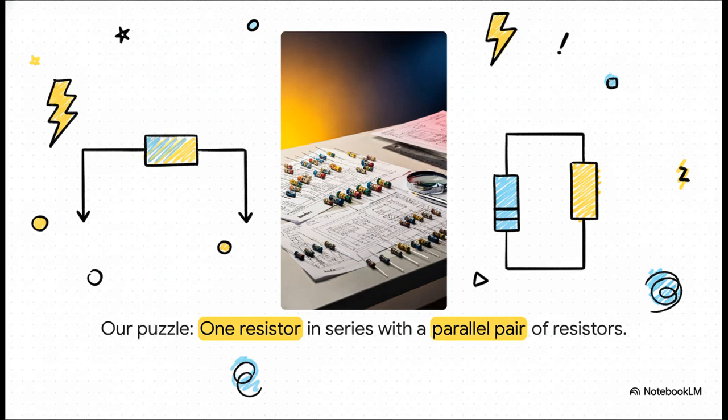Okay, here it is, our puzzle for today. This is a classic combination circuit. You've got one resistor in series with a pair of resistors that are parallel to each other. This is like the perfect training ground for our reduction method.